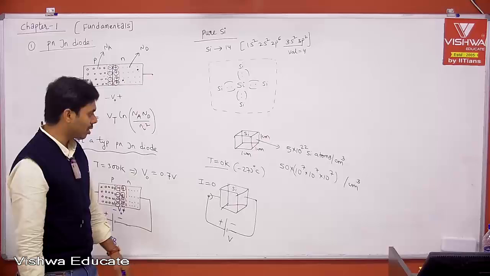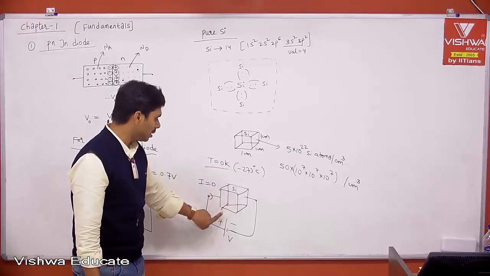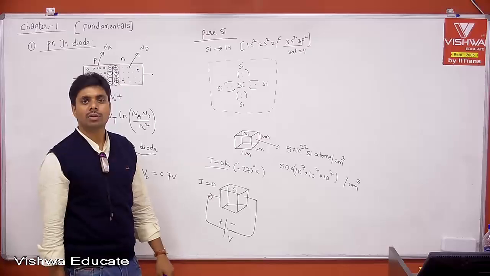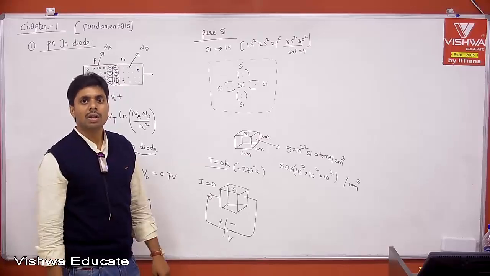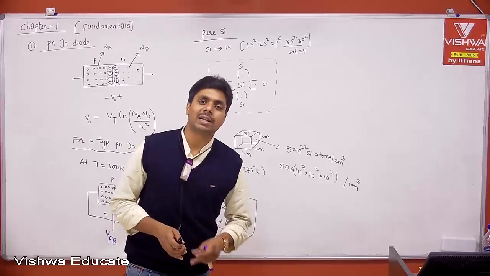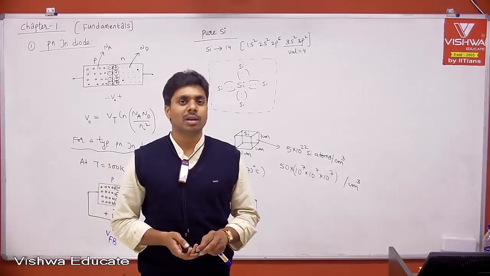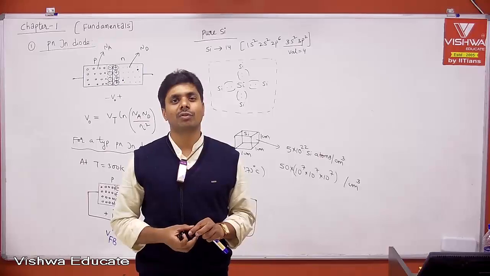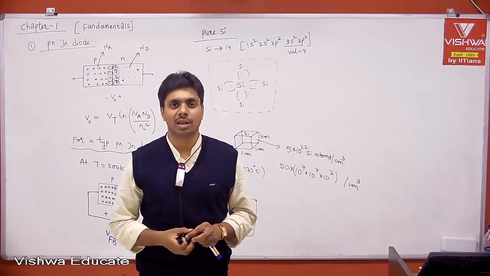There is no current because all silicon atoms are in the covalent bond. If all silicon atoms are sharing with 4 silicon atoms, then all valence electrons are in the bonding, so there is no free electron. Remember, we get current due to free electrons, not due to valence electrons. Therefore, there is no free electron, and if there is no free electron, then obviously there is no current.